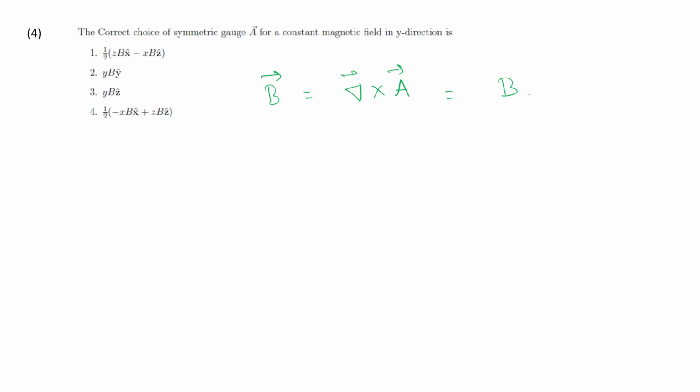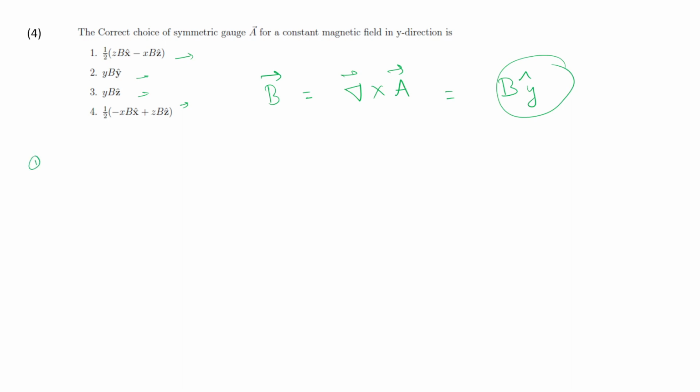So it is a constant magnetic field in the y direction, where B is the magnitude, so it should be something like B y cap. The other components, the x and z components, should give me 0. The expressions for A are given, these three, and we can try them out to see if we get this value or not.